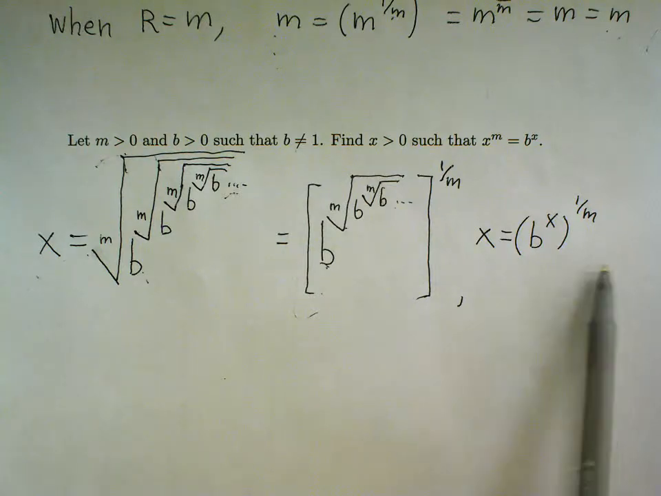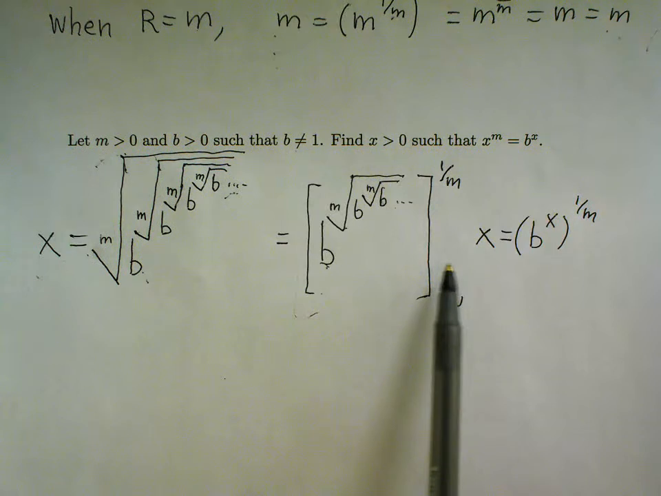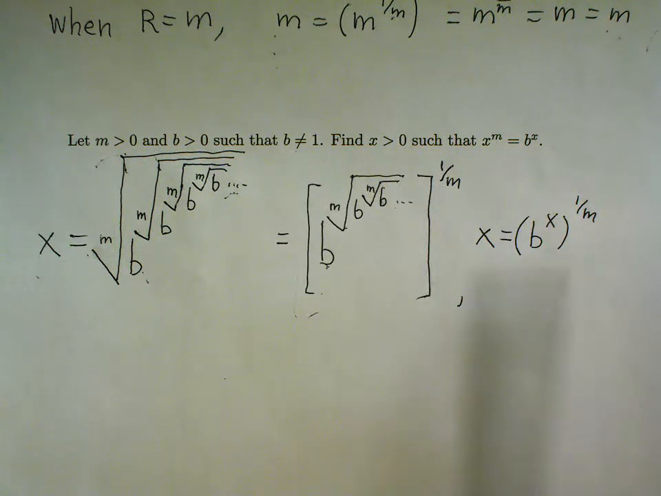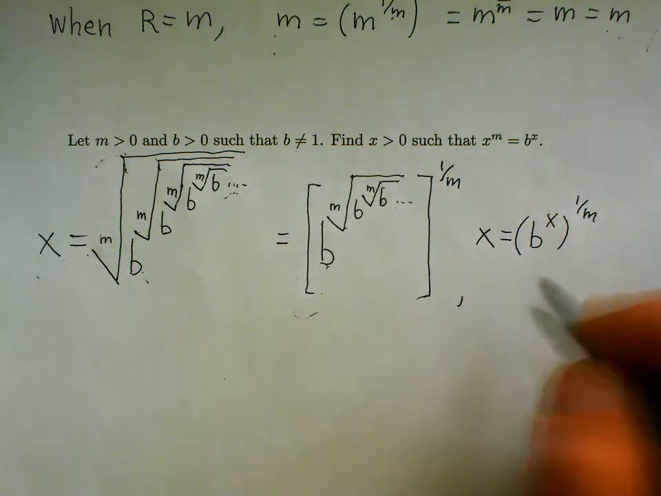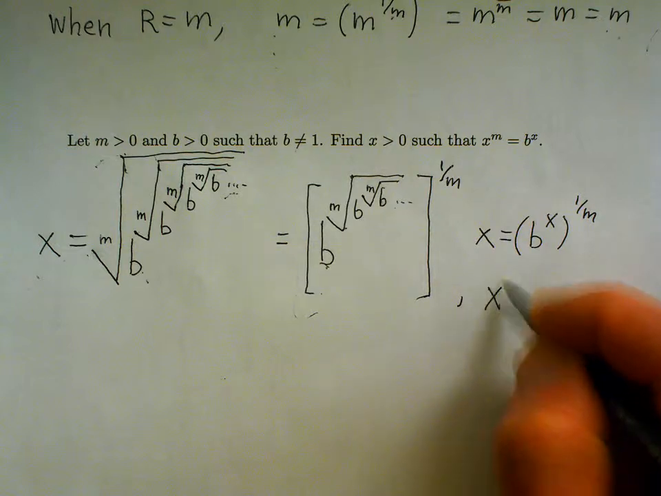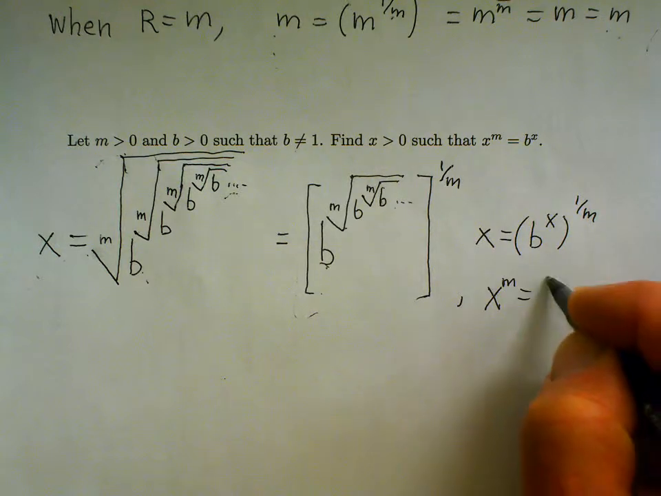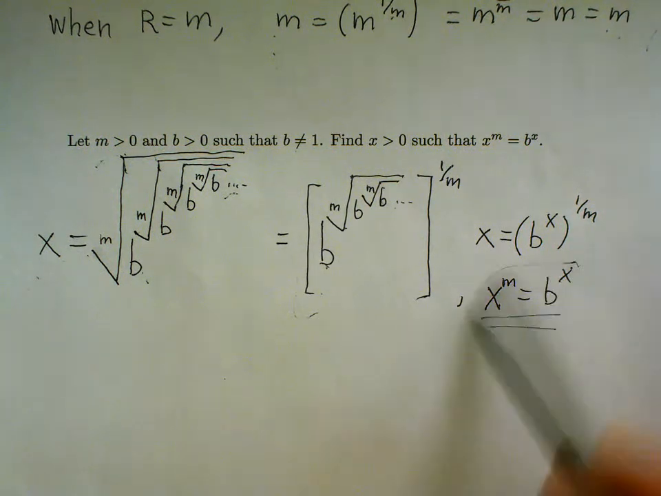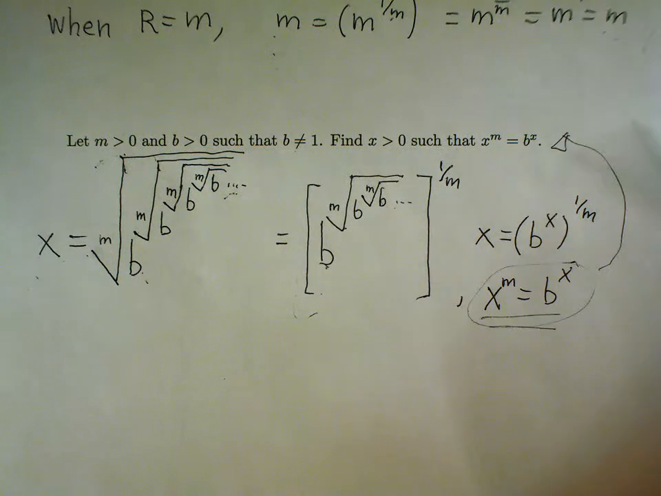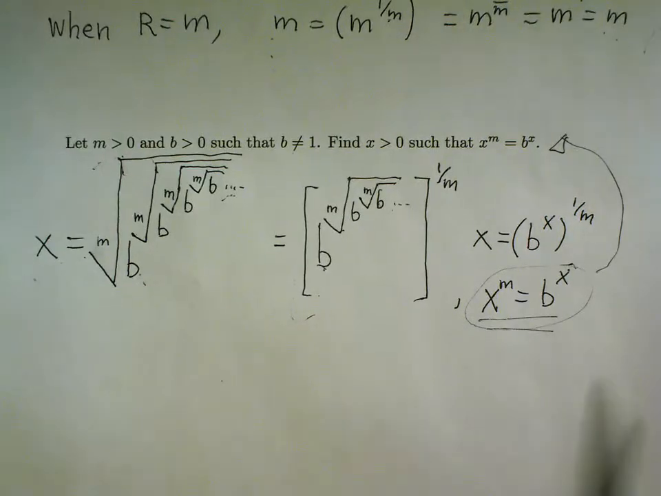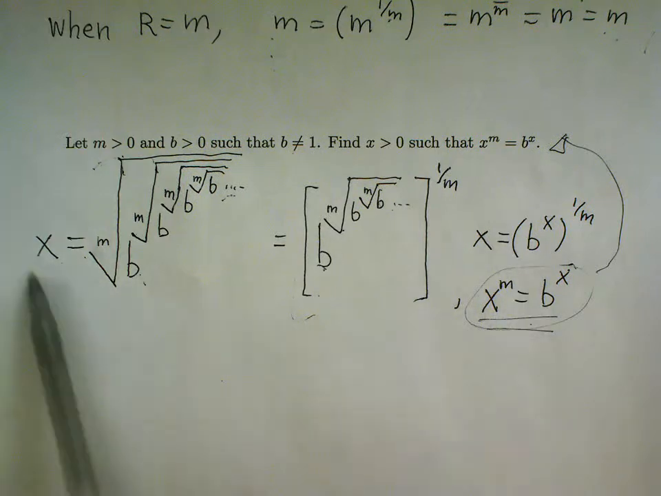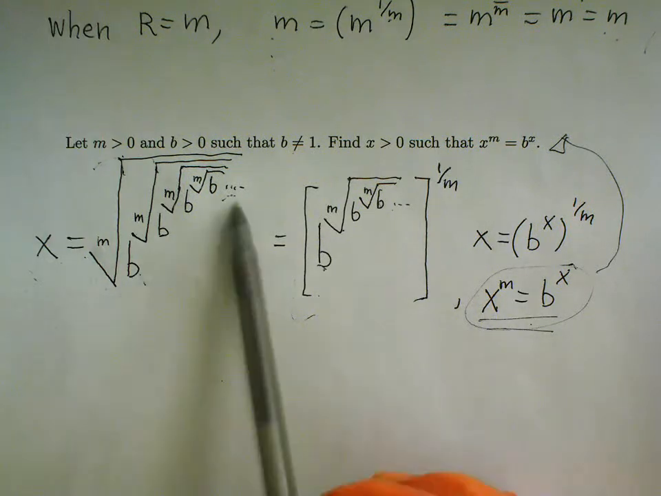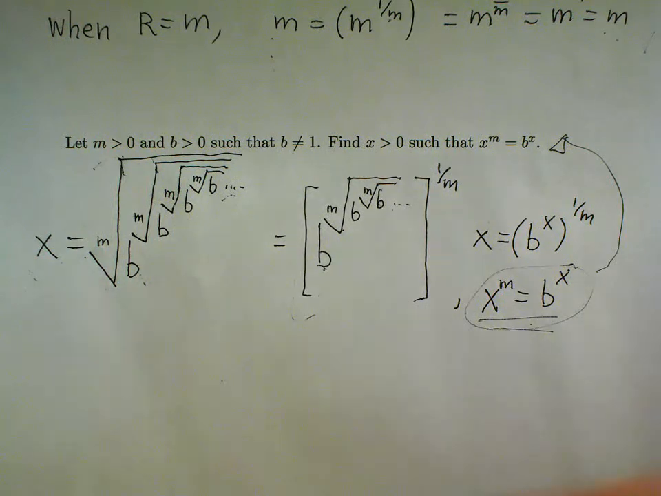And then using another property of exponents, if I raise both sides of this equation to the exponent m, I'll get x to the m equals b to the x. So this is the equation that we're solving. So I've shown by illustration that if x is equal to this expression, then it is a solution to that equation.